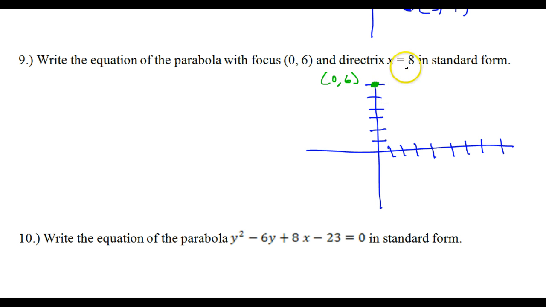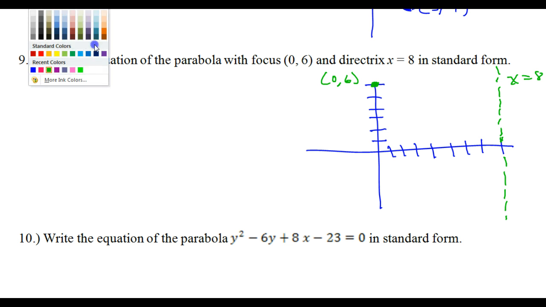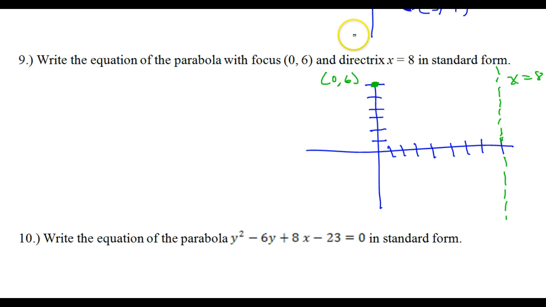Now my directrix is x equals 8. x equals is a vertical line. 1, 2, 3, 4, 5, 6, 7, 8. So this is my directrix over here at 8. I know that the parabola has got to be in here somewhere, facing towards the focus and away from the directrix. So I know this is a leftward facing parabola.